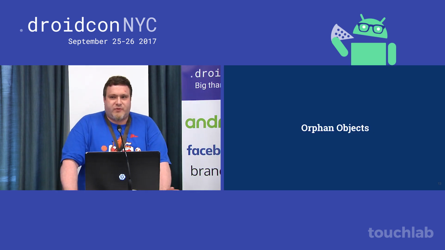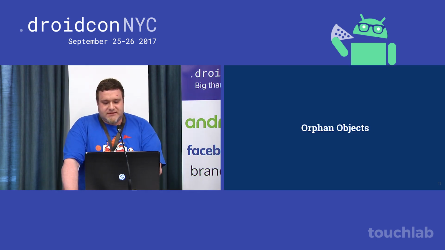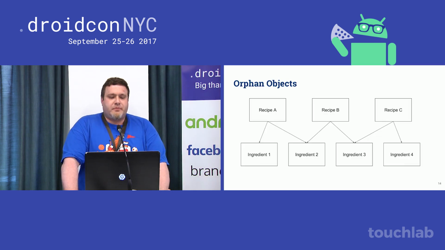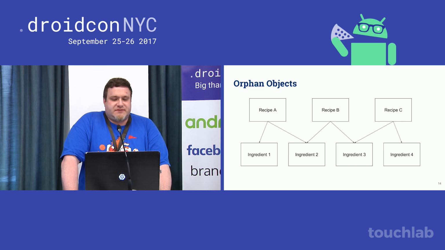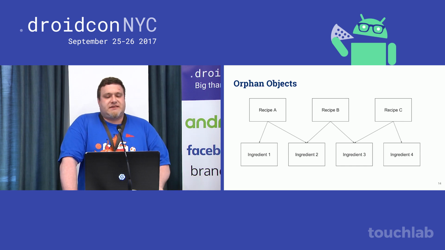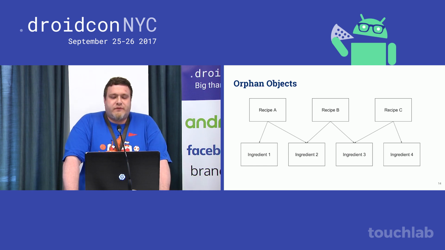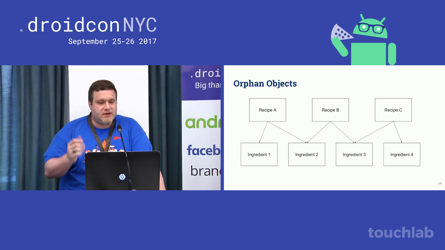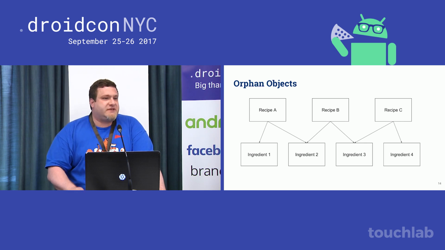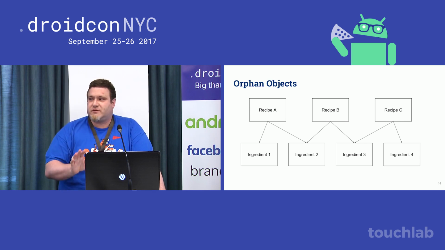So the next big problem we ran into with Realm is orphan objects. So let's talk a little bit more about that. To illustrate the problem here, let's imagine we've downloaded a bunch of recipes, right? Recipe A uses ingredients 1 and 2, recipe B uses ingredients 2 and 3, and recipe C uses ingredients 3 and 4, right? So if we no longer need recipes A and C, let's say they were from last week, right? They're old. And we want to delete them because we want to free space on our user's device because we're all responsible citizens of the Android ecosystem here.